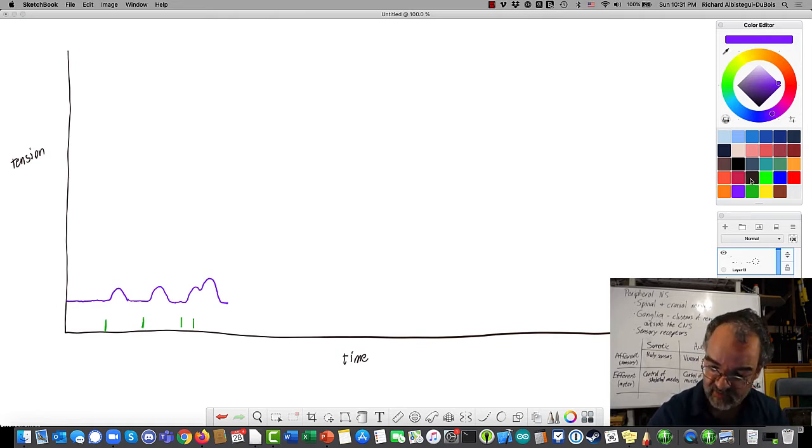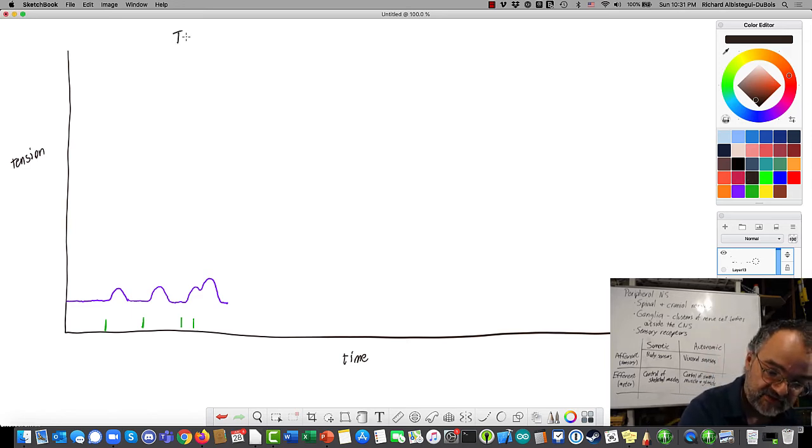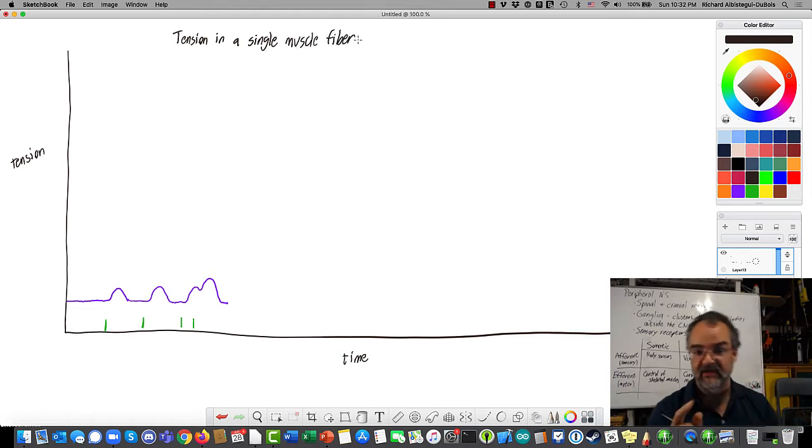I should make a note. Here we are talking about tension in a single muscle fiber. This is important to realize. This graph is about what's going on in one muscle fiber, not the muscle as a whole. That's going to be a little different. So here what I see is that if I deliver a second action potential, I get a second twitch, but it kind of adds on to the first one.